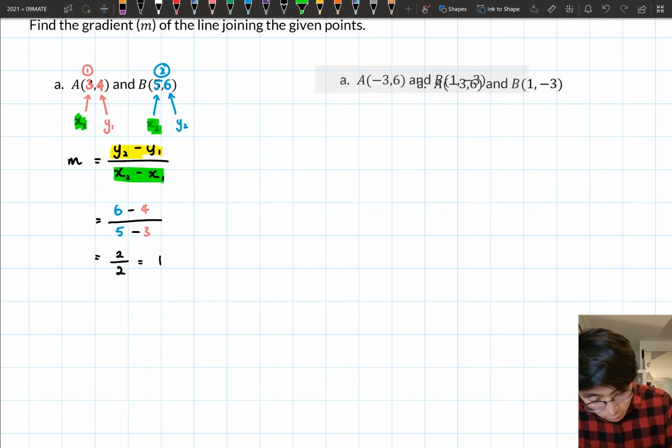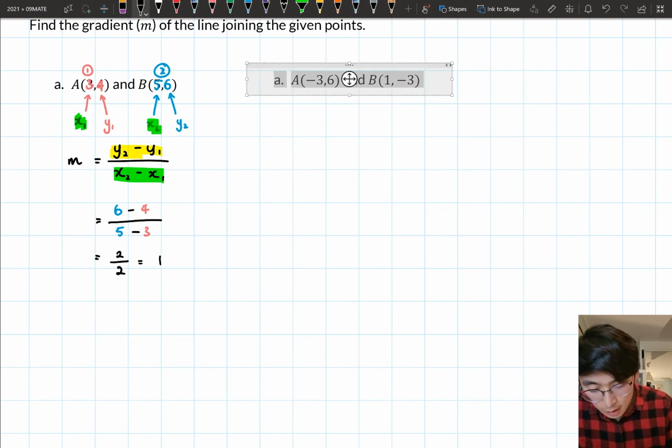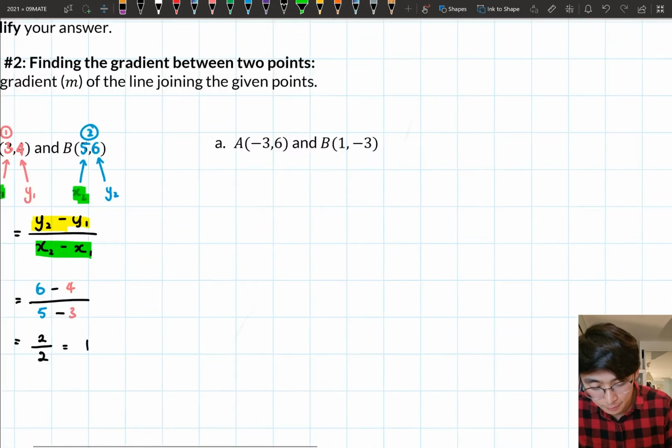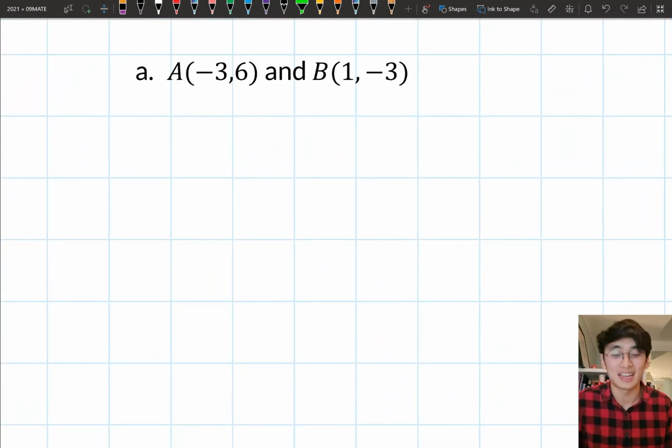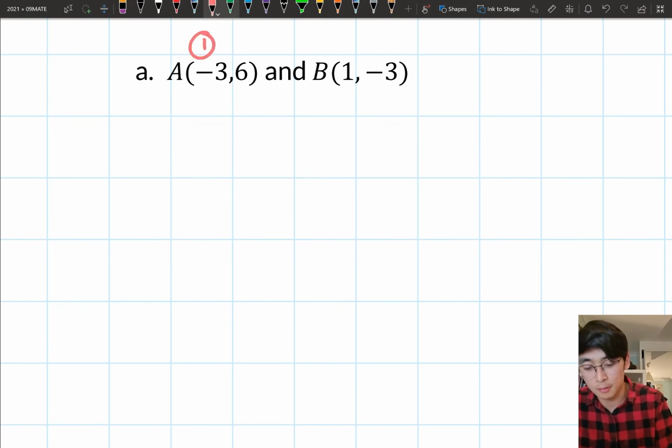Let me just move this across. Okay. So this time we've got 2 new points. A is (-3, 6), and B is (1, -3). Okay, we're going to follow the exact same steps. So I'm going to call A my first coordinate, and I'm going to call B my second coordinate.